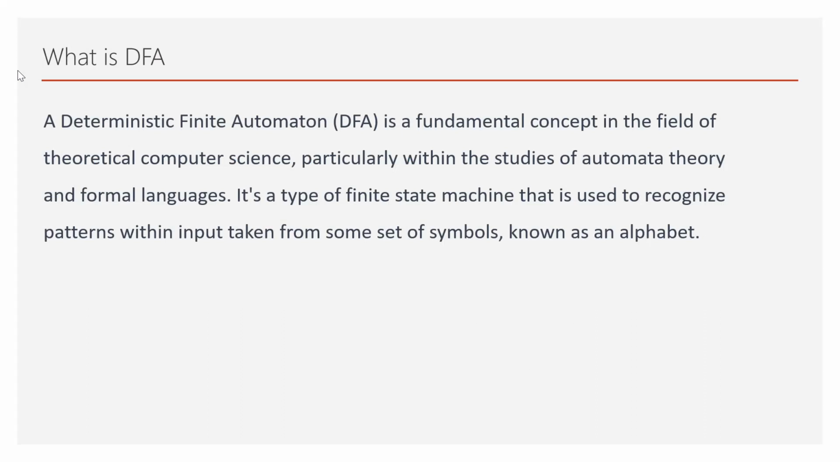A deterministic finite automaton is a fundamental concept in the field of theoretical computer science, because if we don't build upon our conceptual knowledge of computer science, programming becomes tough. But we will go through the process, like how the system works as a computer, and how computer science programming languages exist with the help of automata theory itself, particularly within the studies of automata theory and formal language. It is a type of finite state machine that is used to recognize patterns within input taken from some set of symbols known as alphabets.